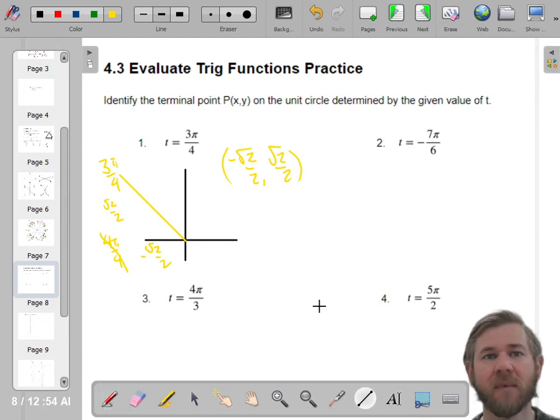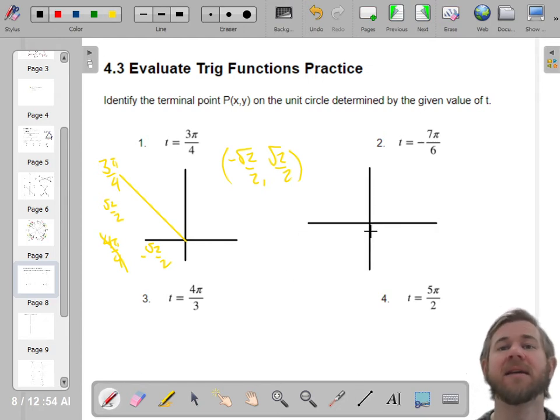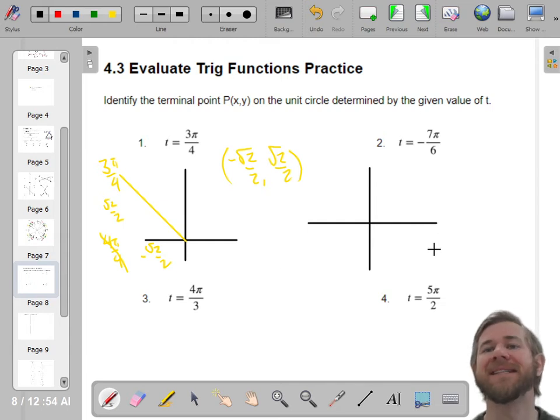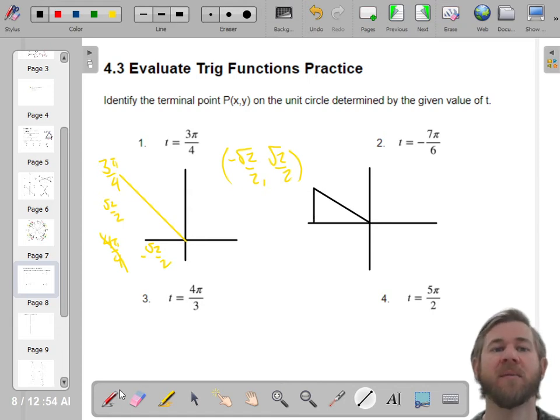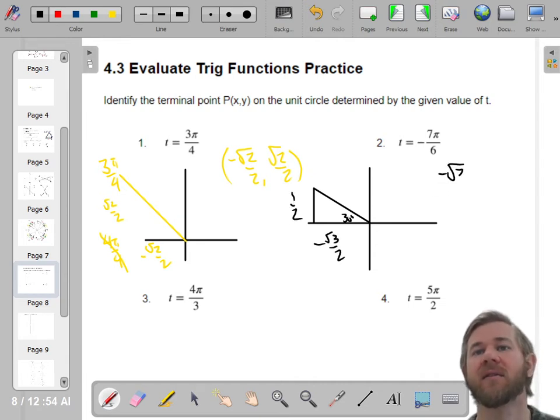Negative 7 pi over 6. Okay, so negative means we're going to go clockwise. So this would be 6 pi over 6. If you go one more than that, then you're at 7 pi over 6. And you need to remember that anything that's a pi over 6 is a 30-degree reference angle. So that's 30. That means this is 1/2. This is radical 3 over 2. And x is negative. In the second quadrant, x is negative.